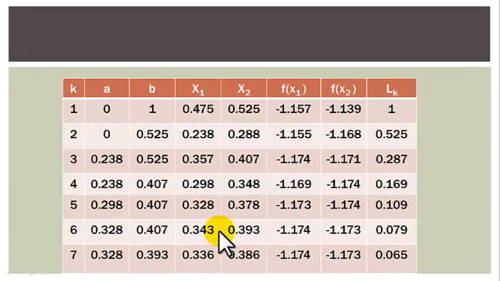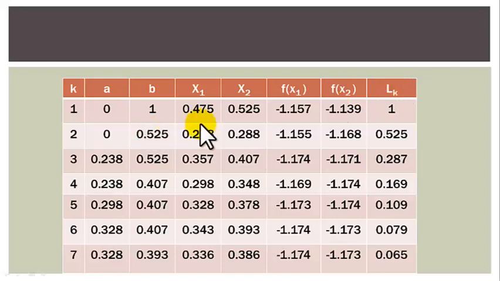If we continue that way, we will generate this table. This K stands for the number of iterations starting from 1, 2, and so on. This is the left limit of our interval of uncertainty, while b is the right limit. This column is for x1, this column is x2. This is the value of the function at x1, this is the value of the function at x2, and this is the length of the kth interval of uncertainty.